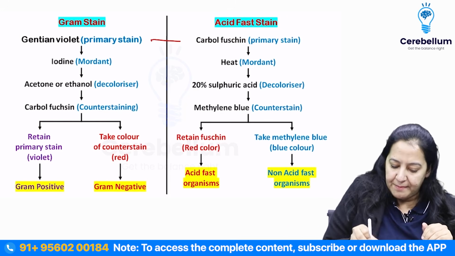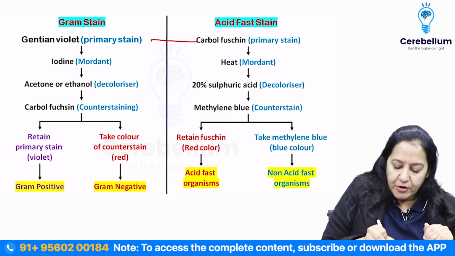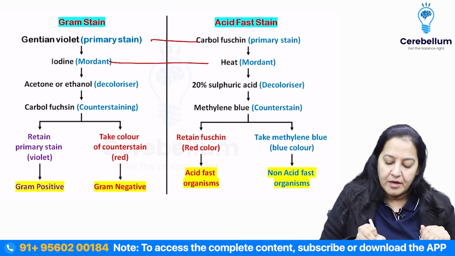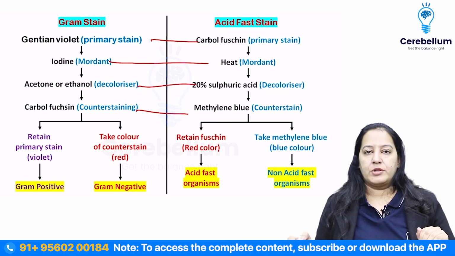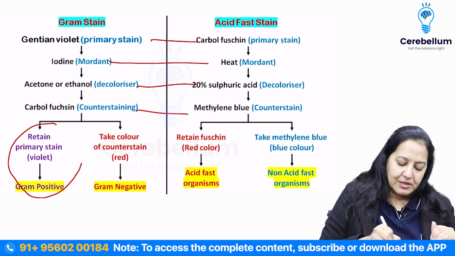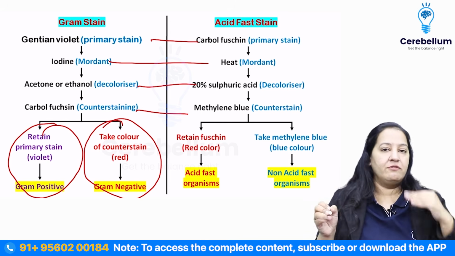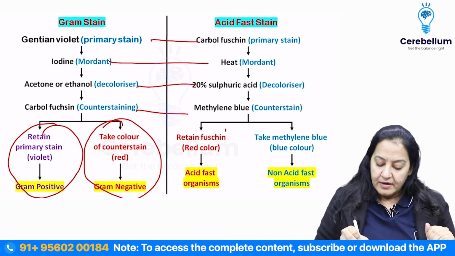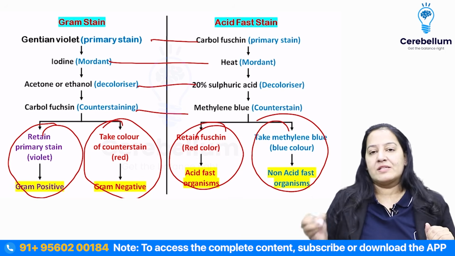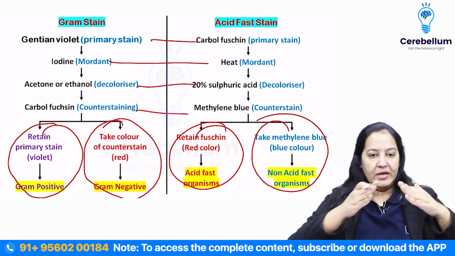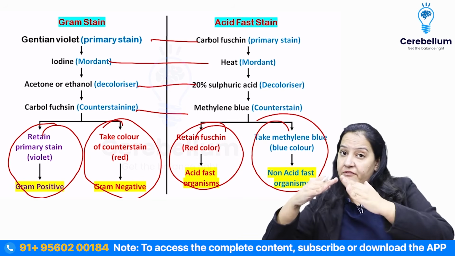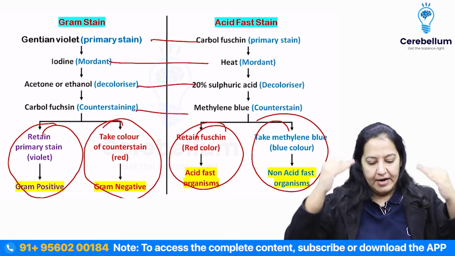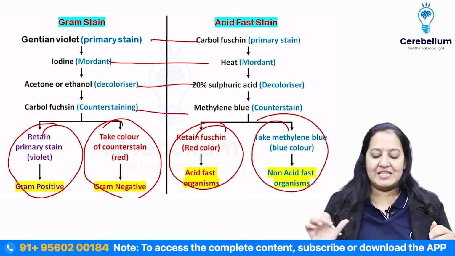You have to compare the primary stain in both of them, compare the mordant in both of them, compare the decolorizer in both of them, and compare the secondary stain in both of them. And see at the end what colors we are having: the gram positive and gram negative, the violet and the red color, and acid-fast organism and non-acid-fast organism, the red and the blue color. So, here we have violet and red, here we have red and blue. You have to understand and you have to compare and contrast each step here.